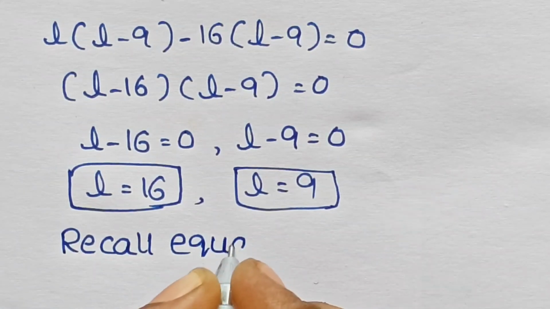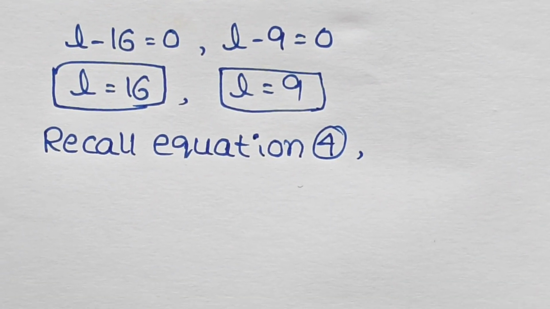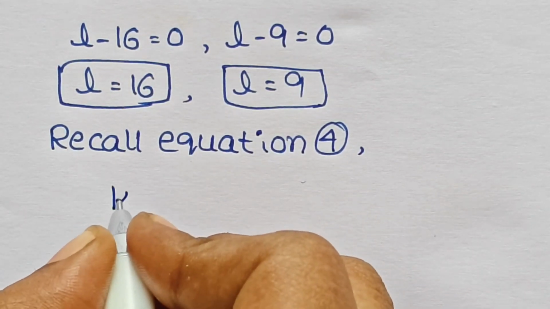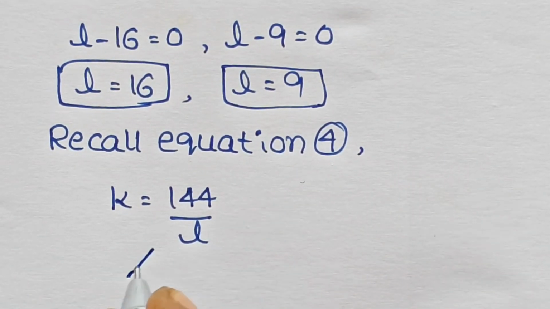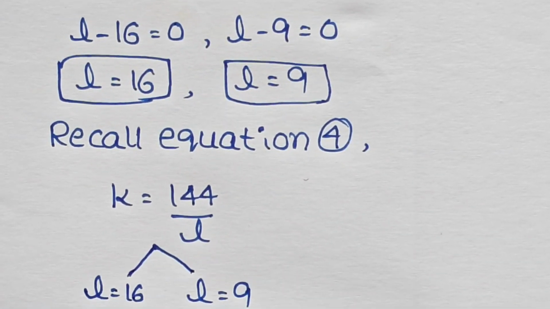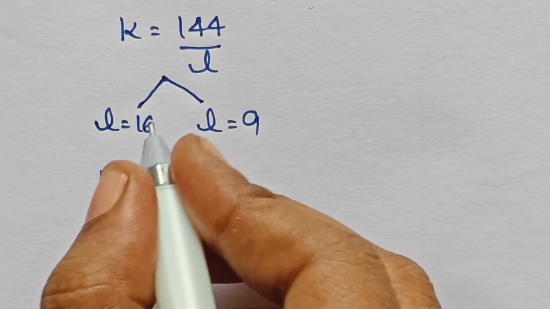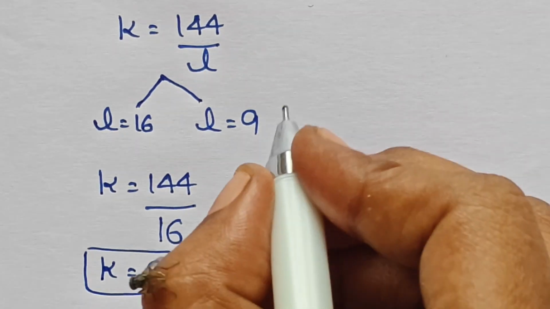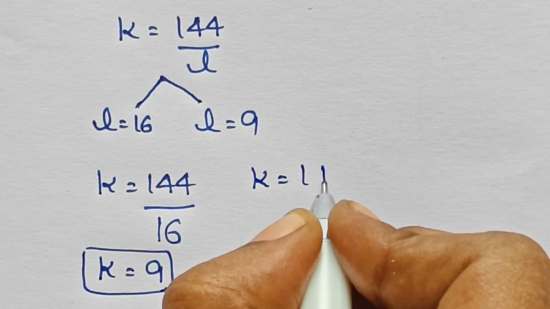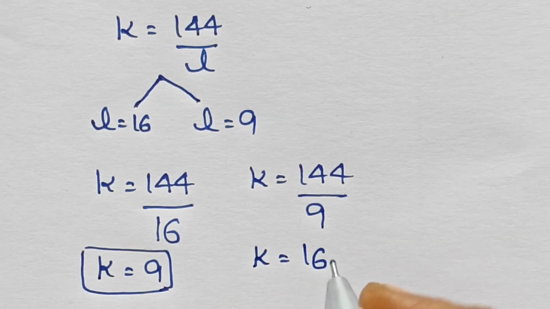Recall equation 4: k is equal to 144 by L. L is equal to 16, L is equal to 9. k is equal to 144 by 16, k is equal to 9. k is equal to 144 by 9, k is equal to 16.